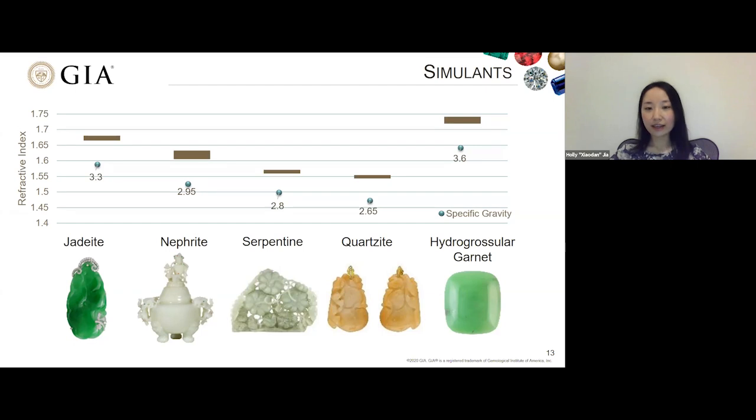Quartzite is also another common simulant of jade. Natural quartzite usually comes in yellow, light yellow, white color, sometimes green, but it can also be dyed to different colors to imitate jadeite. Also, the aggregate of hydrogrossular garnet may also be sold as jade in the market, and it could really resemble jadeite. Sometimes it's sold under the name African jade.